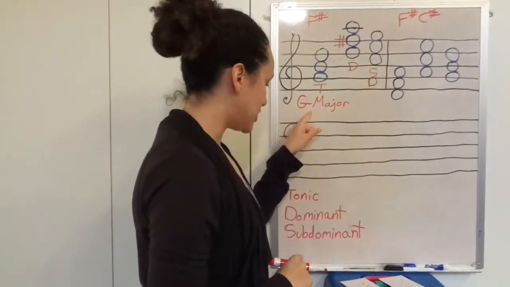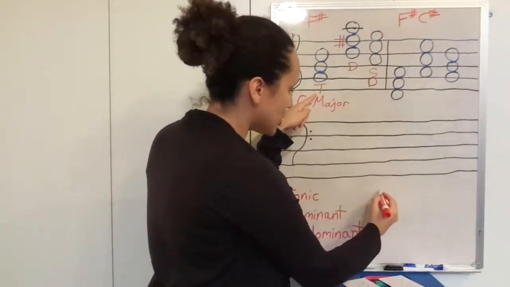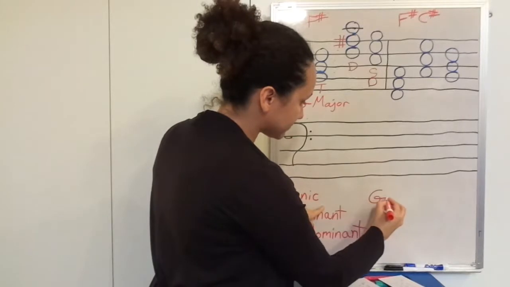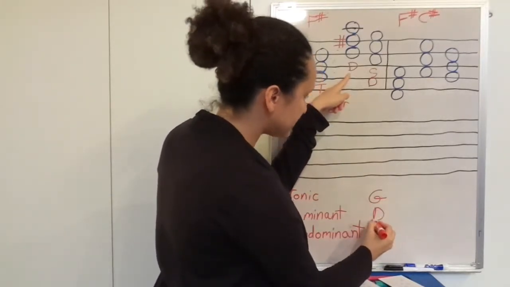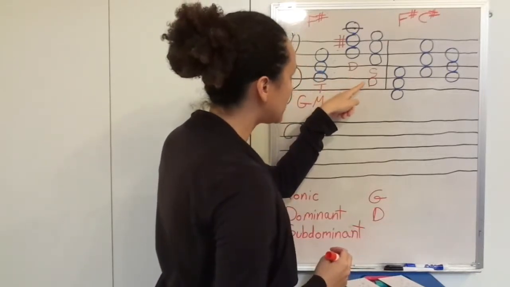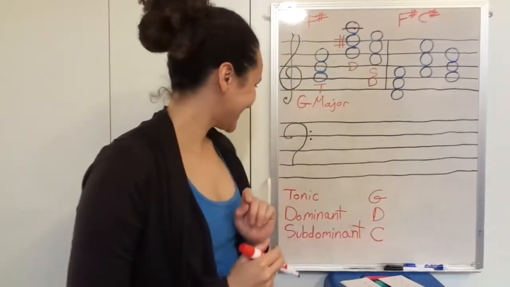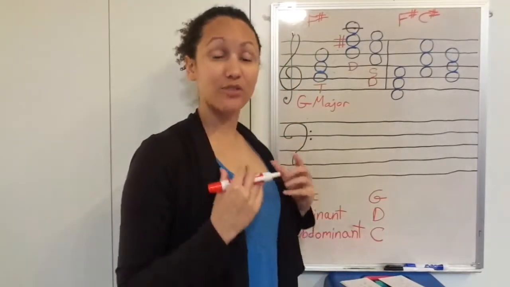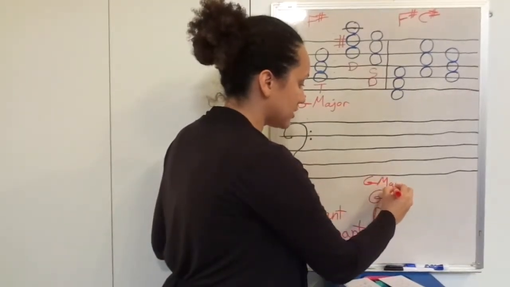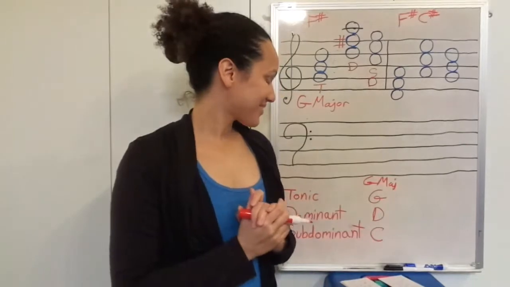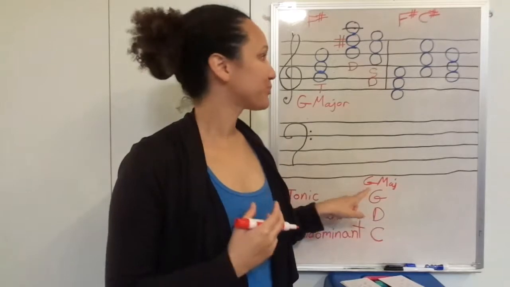So for the key of G major, our tonic is the G chord. Our dominant is the D chord. And our subdominant is the C chord. There we are. And this is for the key or scale of G major. So I'll put that here. G major. And anytime you just use a capital, that would mean major.